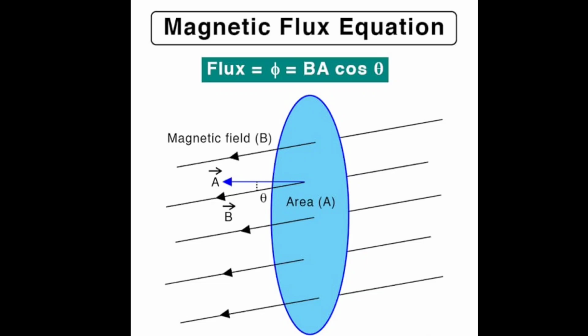Consider a surface capital S in a uniform magnetic field. Let the surface be made up of small elements, each of area vector dA. If the magnetic field, that is B vector, makes an angle theta with the area vector, then the magnetic flux linked with the small element is given by the expression BA cos theta. So what is magnetic flux? Magnetic flux is the number of magnetic field lines passing through a given surface.